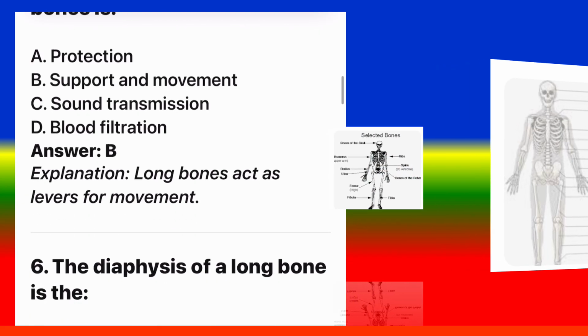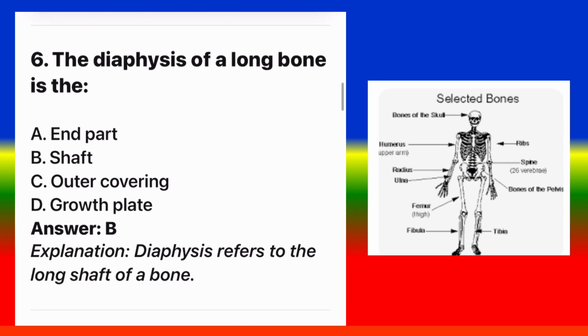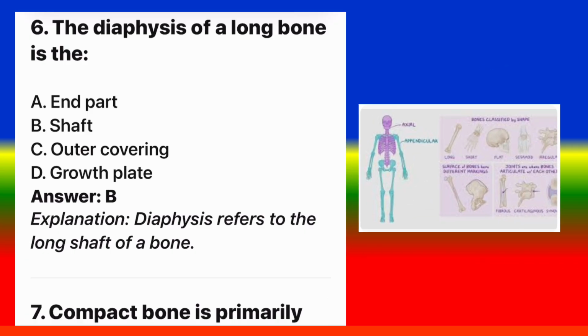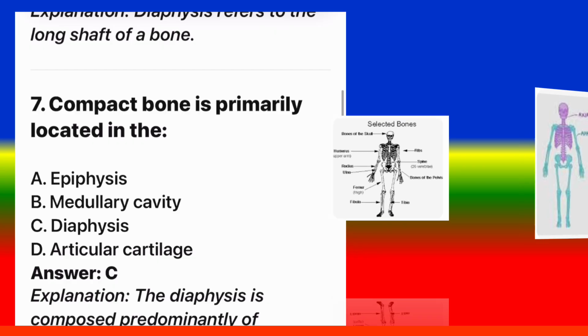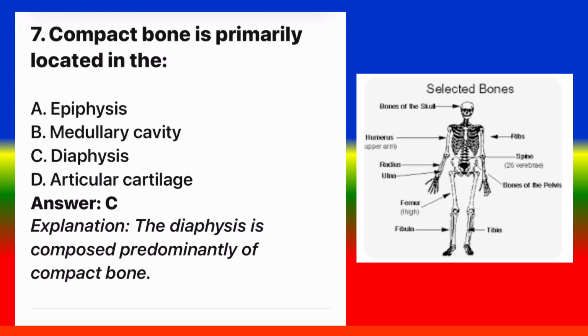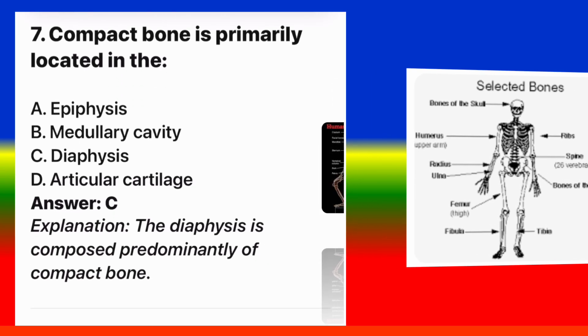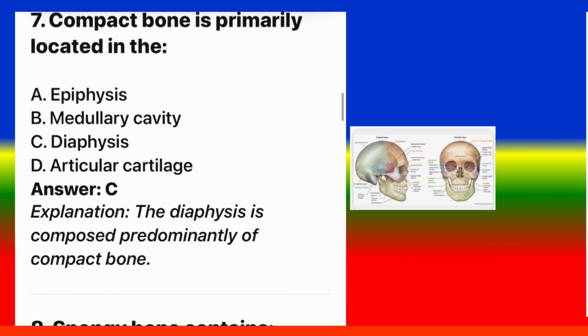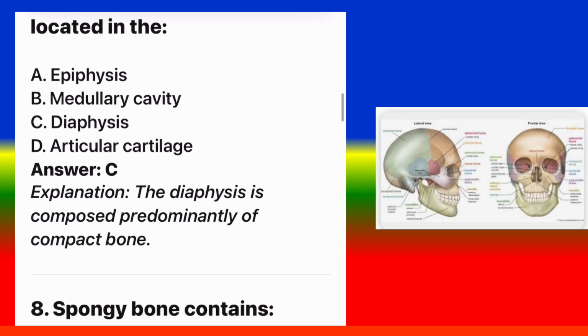6. The diaphysis of a long bone is the: A. End part, B. Shaft, C. Outer covering, D. Growth plate. Answer B. Explanation: Diaphysis refers to the long shaft of a bone. 7. Compact bone is primarily located in the: A. Epiphysis, B. Medullary cavity, C. Diaphysis, D. Articular cartilage. Answer C. Explanation: The diaphysis is composed predominantly of compact bone.